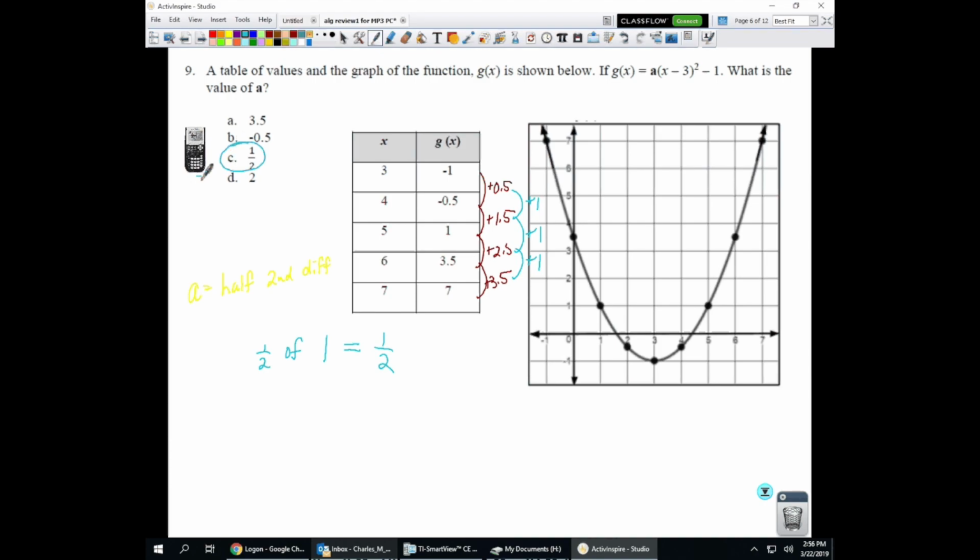And again, if you're desperate, you could try replacing the A in this equation with each of the values you are given to choose from, and take them one at a time, look at the table in the calculator until you find one that matches what we're looking at here in the question.